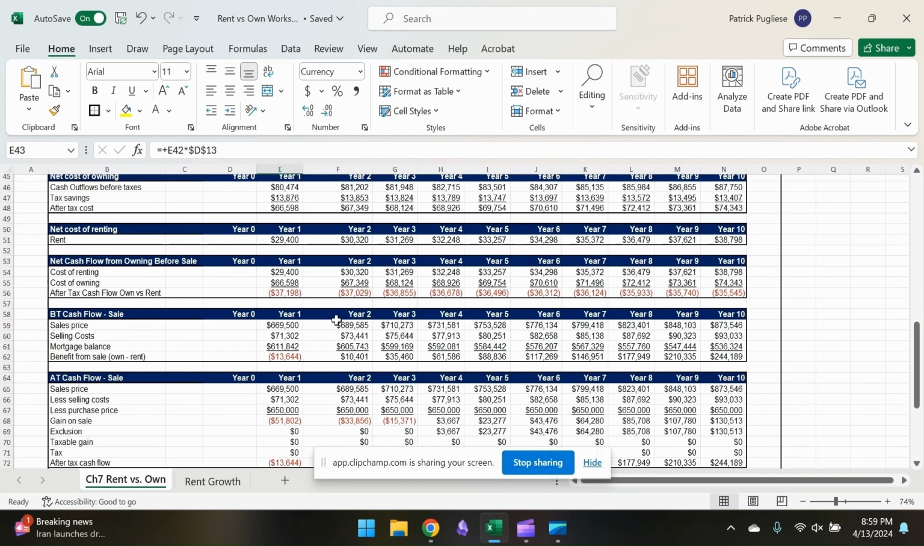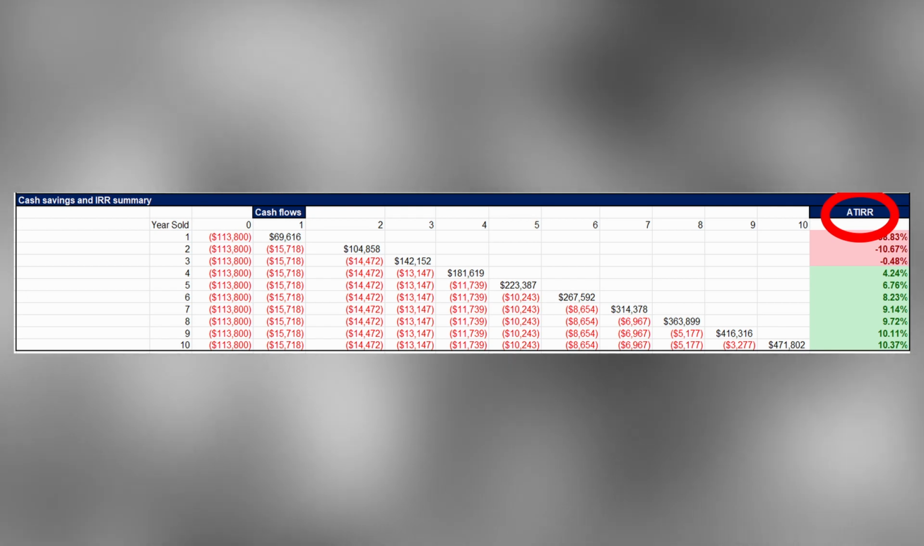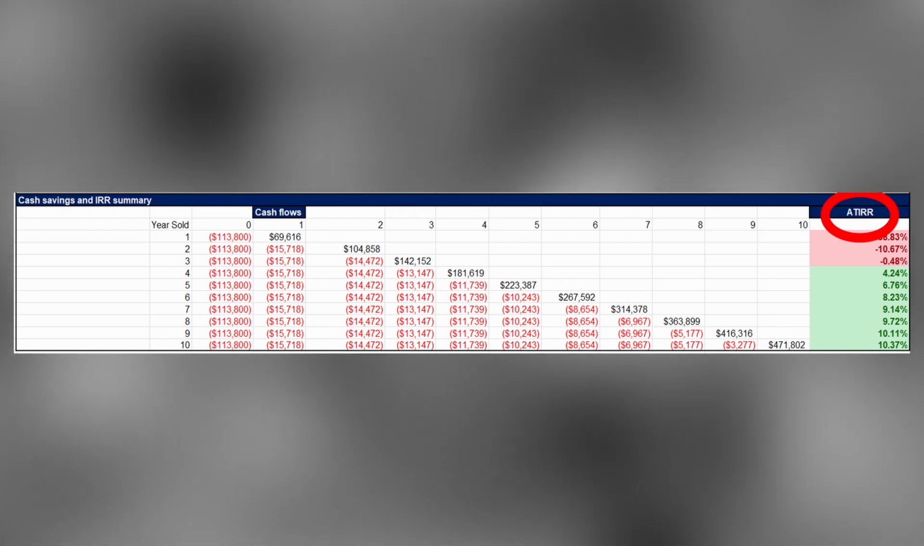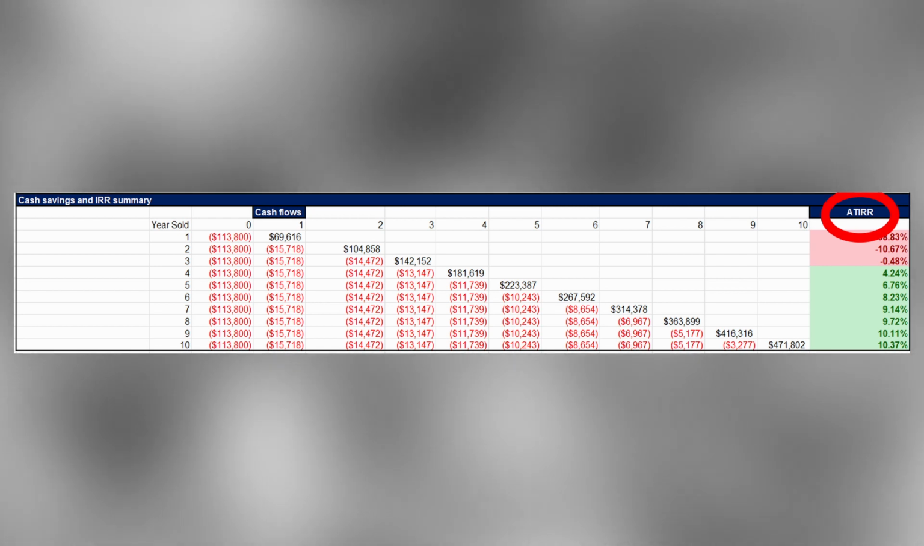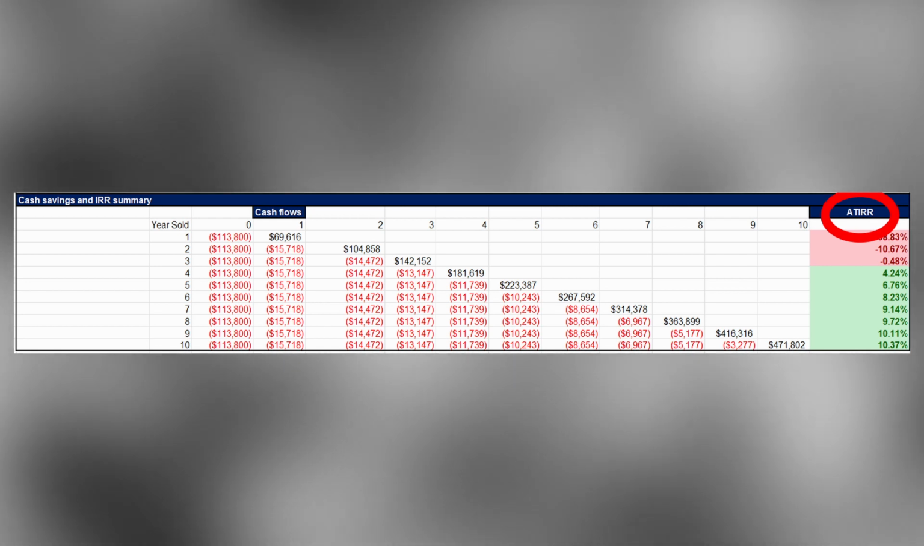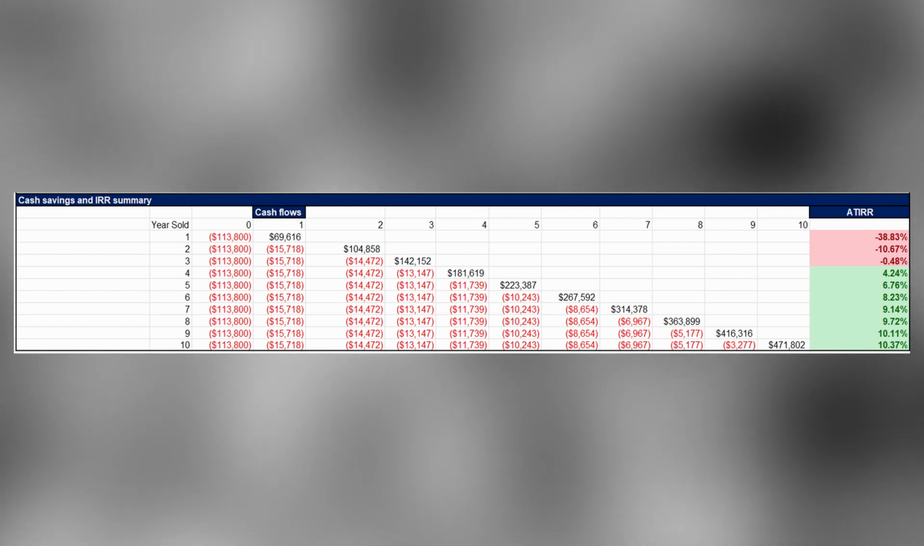But let's say we end up selling the home. We add in our selling cost here, paying off the mortgage balance. And here we get any benefit from the two. Real quick note, after-tax IRR, ATIRR, or after-tax IRR. This is basically your compounded annual growth rate. And anything that you see that is positive means that you're making money year over year.